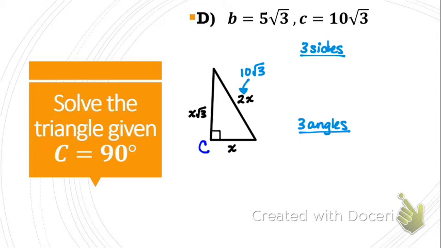Is side B the short leg or the long leg? How do you know? Because it's half as big. So this is going to be 5 square root of 3. So this is my side B, which means this is angle B up here because it's across from side B. So down here would be angle A.